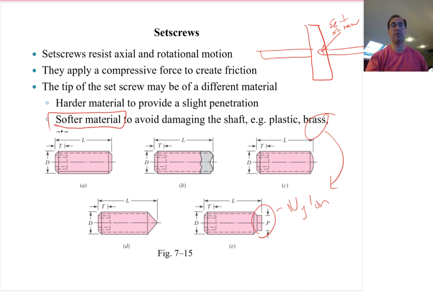There's also a harder material to provide a slight penetration. I've never seen anybody want to do that to a shaft. Nobody ever wants to dig in and make a permanent divot in their shaft, because when you do that, the component doesn't come off easily. When you dig into the shaft, you raise up material on either side, and now you have a slight interference fit there, and now you've got to pound the hell out of that shaft component to get it off the shaft. So they have this in here, but I would not recommend that you do that unless you have a really good reason to. It introduces scratches to the shaft, which can decrease your fatigue strength, and it makes dismounting the shaft component that much more difficult.